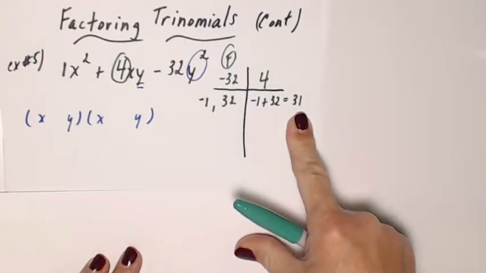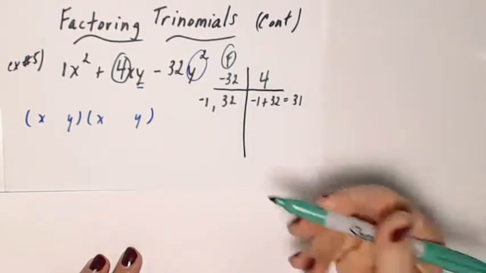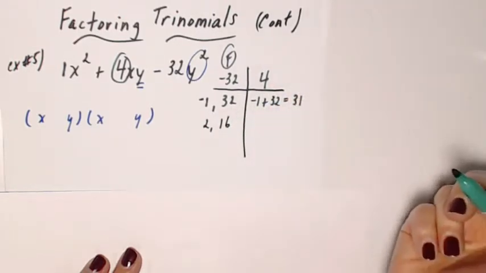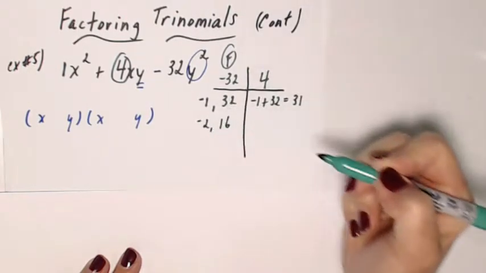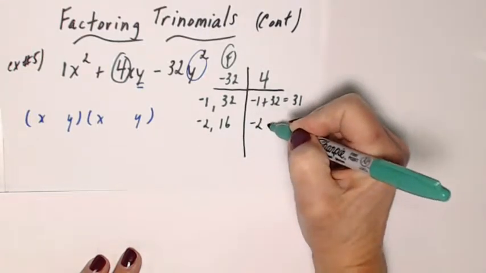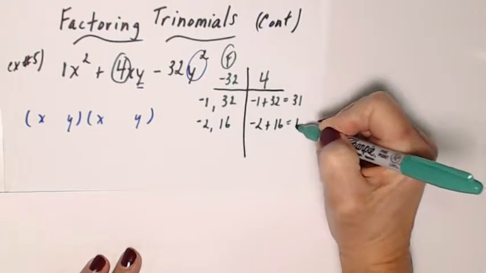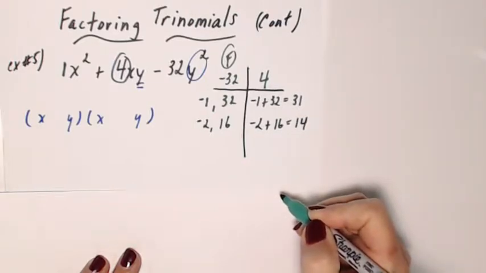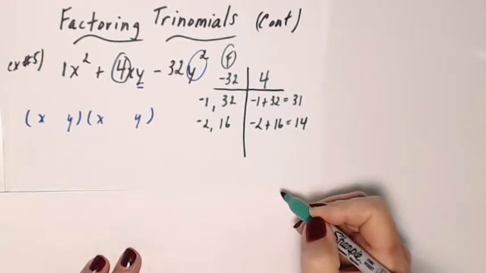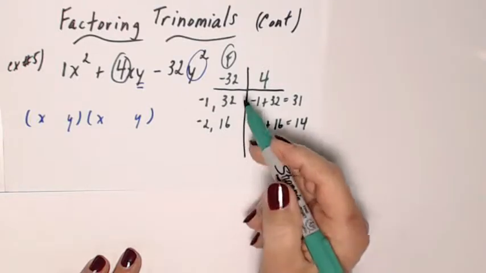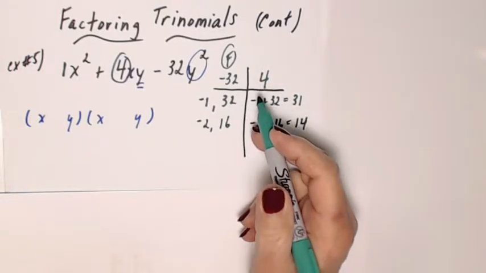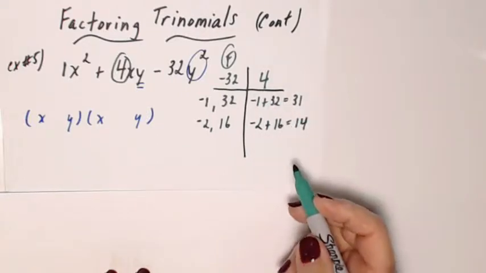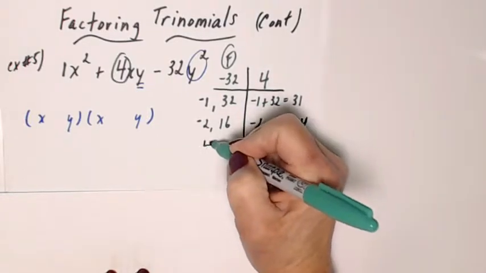Next factor pair, we could continue. 1, we could go to 2. We have 2 times 16. Again, one needs to be negative. We'll make it the smaller number. Negative 2 plus 16 is 14, not the 4 we're looking for. So we have to keep looking. 3 is not a factor of 32. If we divide 32 by 3 on the calculator, we're going to get a decimal, which says it doesn't divide evenly, not a factor. Let's go on to 4.